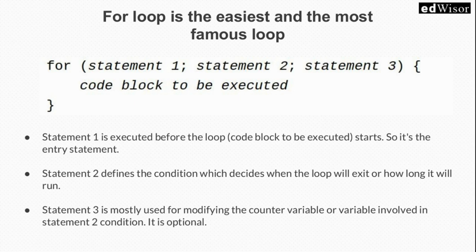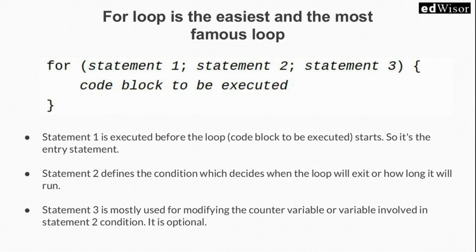There are three statements that are part of the for loop. Statement 1 is executed before the loop starts, so it's like an entry statement. The loop checks this entry statement and then moves to the next part. In statement 2, you define the condition which decides when the loop will exit. So we define the entry, and then we define the exit condition also, so that the loop doesn't go infinite and ends somewhere. That is very critical.